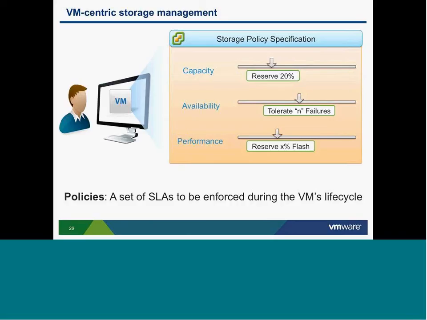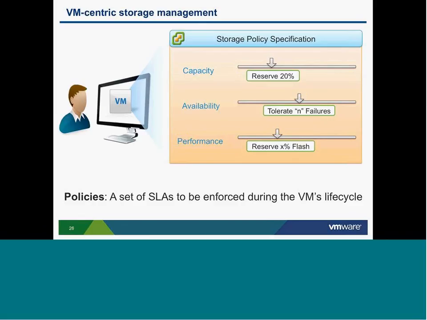In this example, the capacity requirement specified is reserved 20%. What that does is it ensures that the vSAN data store has 20% of the specified VMDK's size associated with the VM reserved for the VM itself. What this allows is to ensure that while one can use over-provisioning, a specified amount of capacity is reserved upfront for that VM itself.